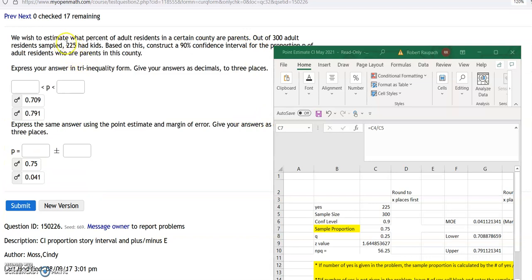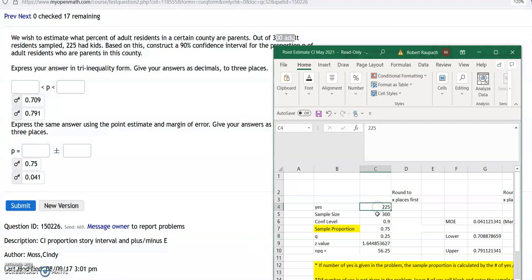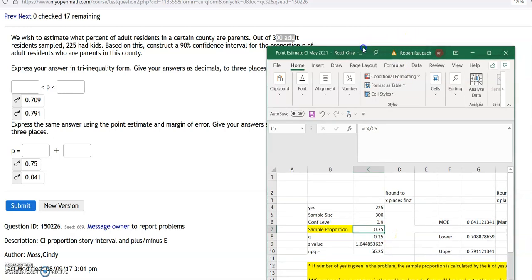Okay, looks like 225 out of 300 are kids. So the first thing you want is the confidence interval form. So you put your 225 there, your 300 there, your confidence level here. That calculates C4 divided by C5 if you still have it in there. If not, put that in there to get 0.75 for your sample proportion. Okay, so if I take 0.75 and add my margin of error that's calculated, I get 0.709 for my upper. Take 0.75 minus the margin of error for my lower, 0.709. The sample proportion calculated is 0.75. Add the margin of error, I get the upper.